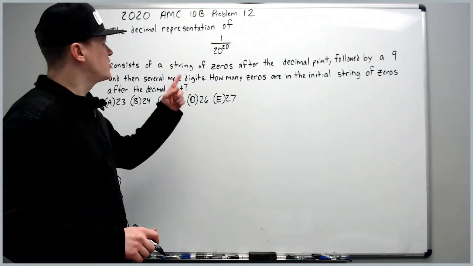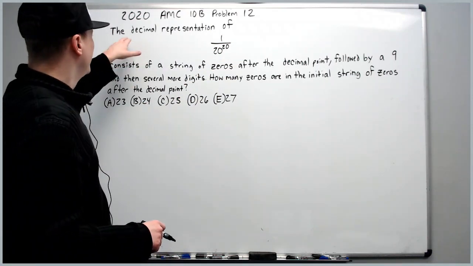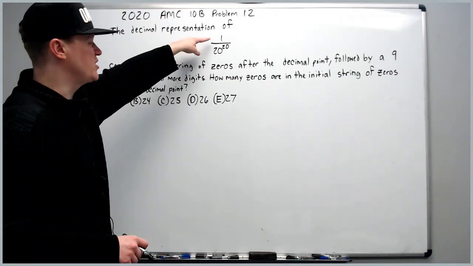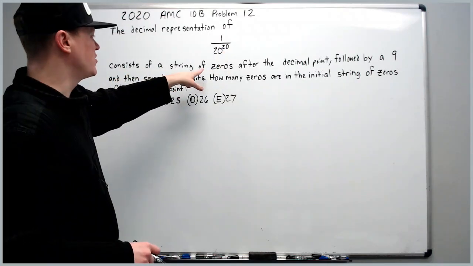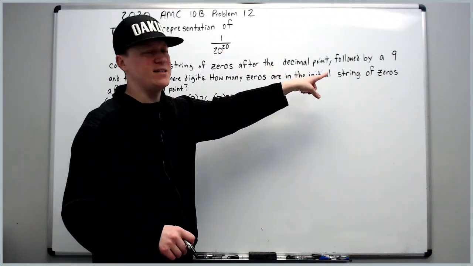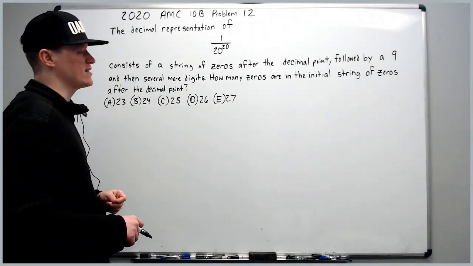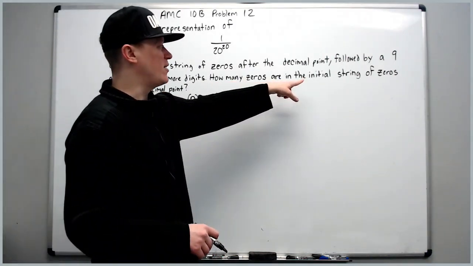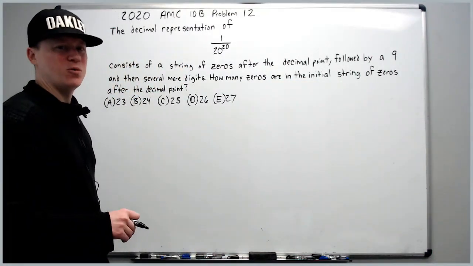All right, and this is the 2020 10B problem number 12. The decimal representation of 1 over 20 to the 20th consists of a string of zeros after the decimal point, followed by a 9 and then several more digits. How many zeros are in the initial string of zeros after the decimal point?